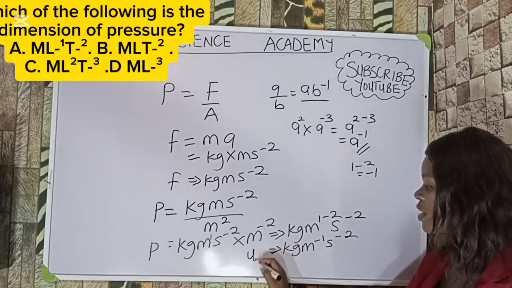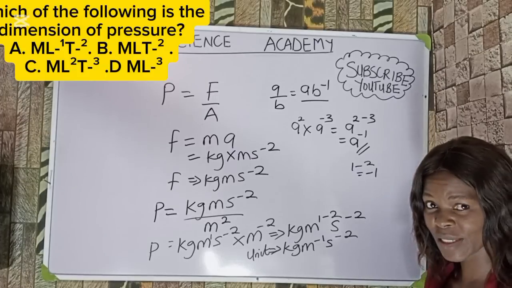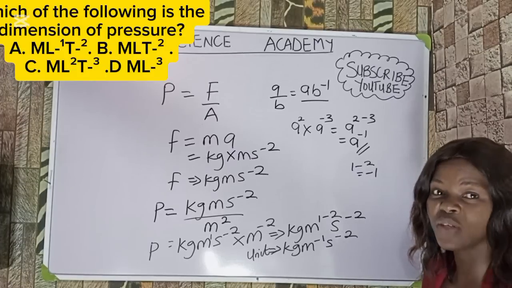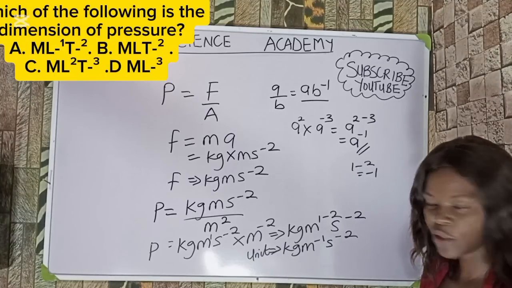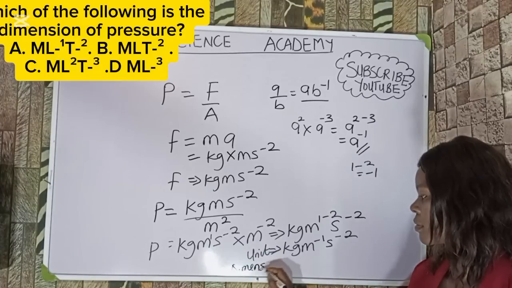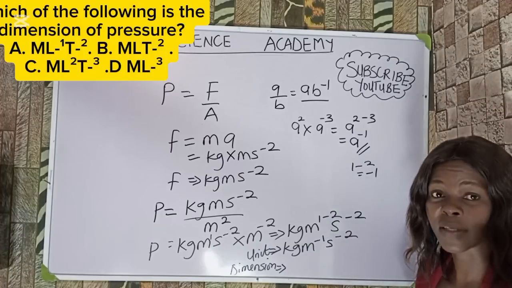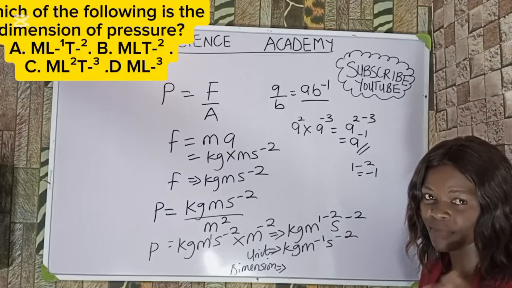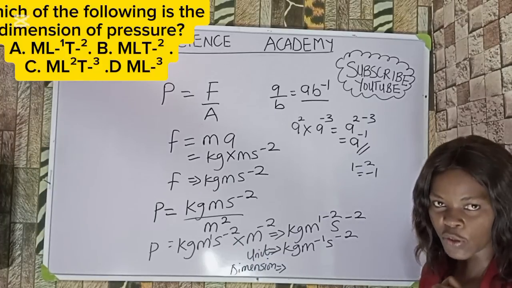This is just the unit of pressure. I had to go this far to explain in case you're asked to state the unit of pressure. Do you understand? Now, what is the dimension? So let's go to dimension. To get the dimension using these three units, we have the length, the mass, and the time. They are very, very important. They are the three main fundamental units.